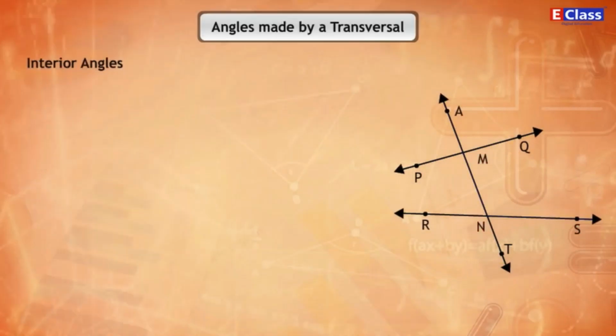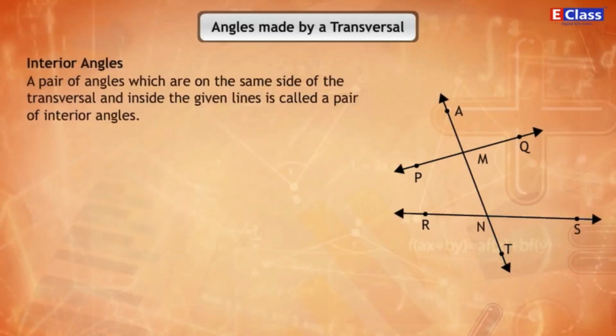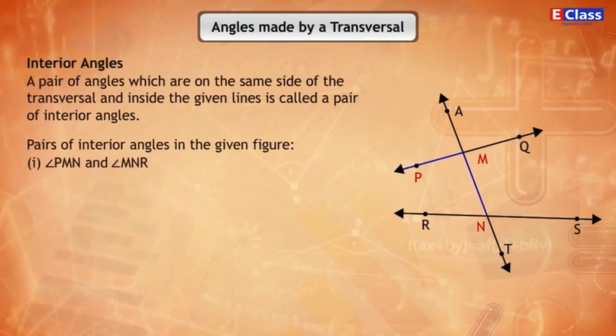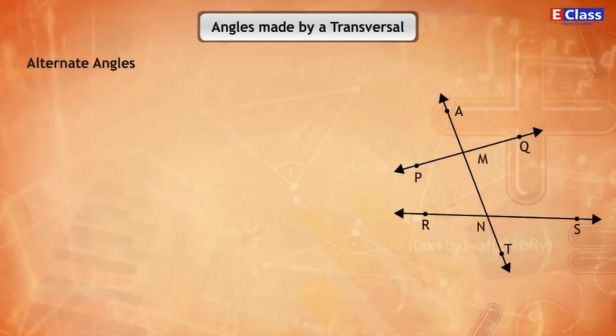Interior angles. A pair of angles which are on the same side of the transversal and inside the given lines is called a pair of interior angles. Pairs of interior angles in the given figure: angle PMN and angle MNR, angle QMN and angle MNS.